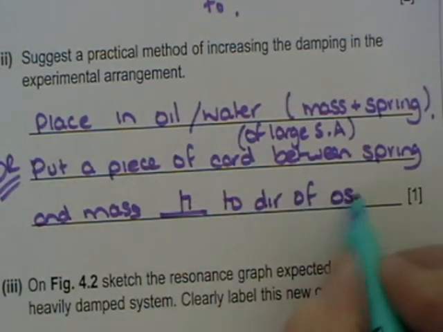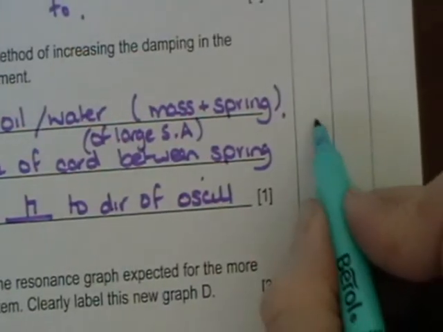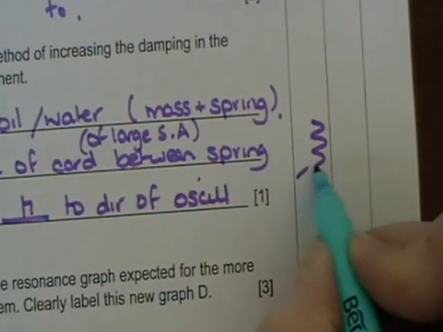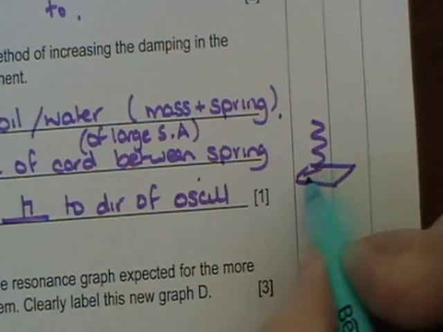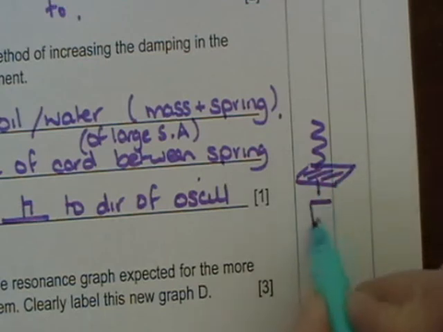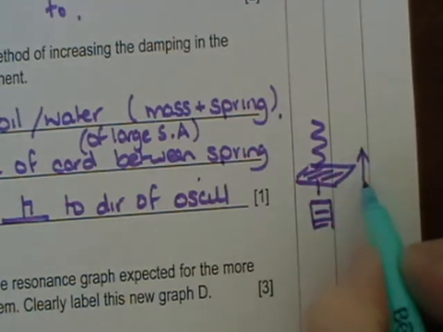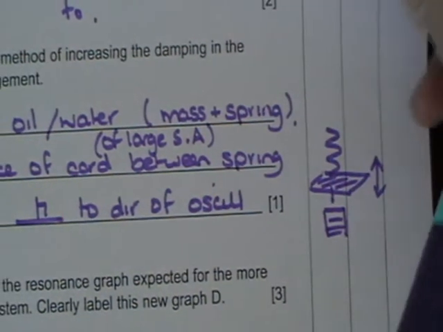Maybe do a wee sketch if you are going to say that. And so there's a wee sketch, and there's your piece of card there, like that, and that will damp your oscillations.